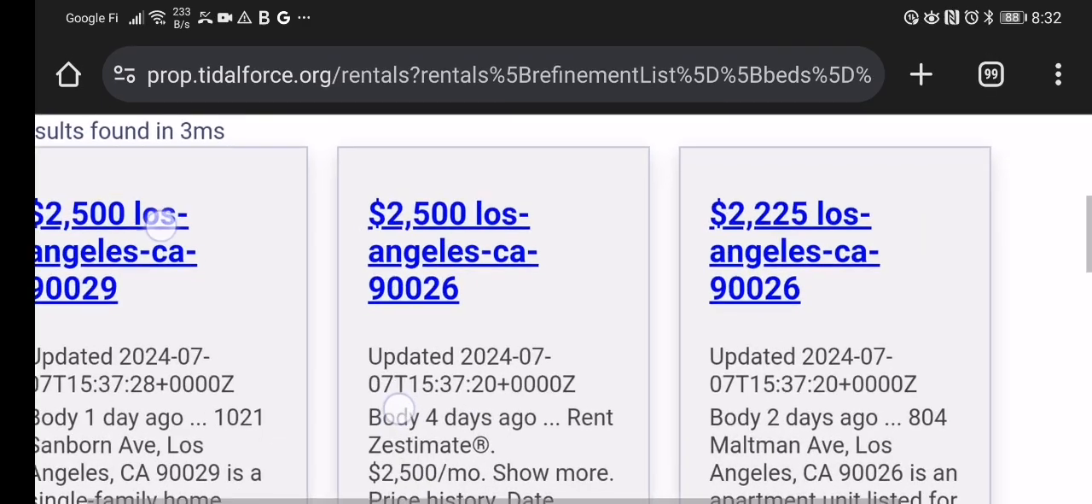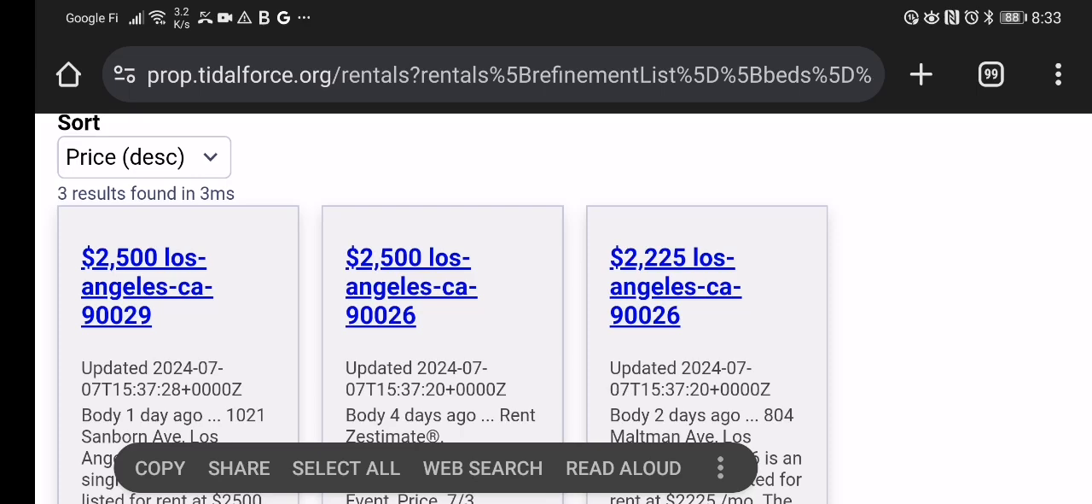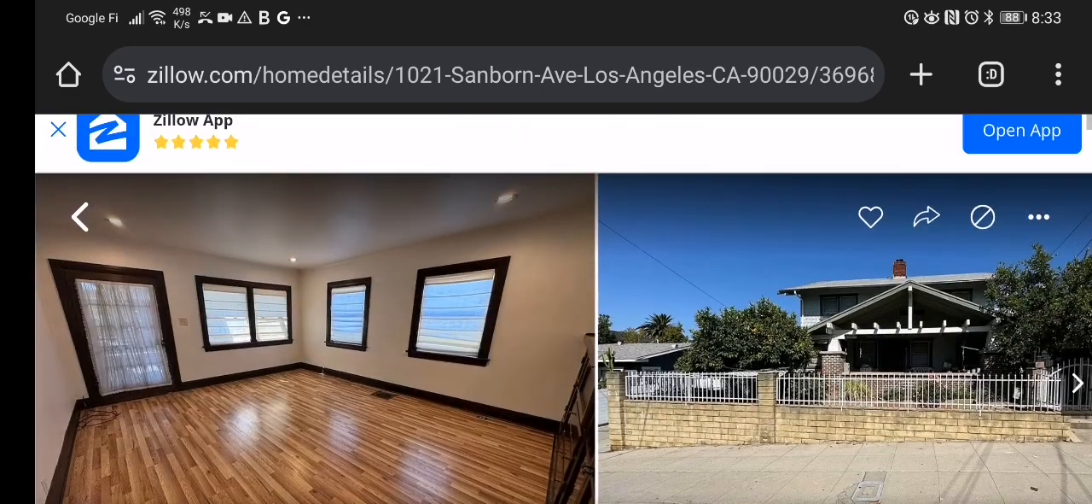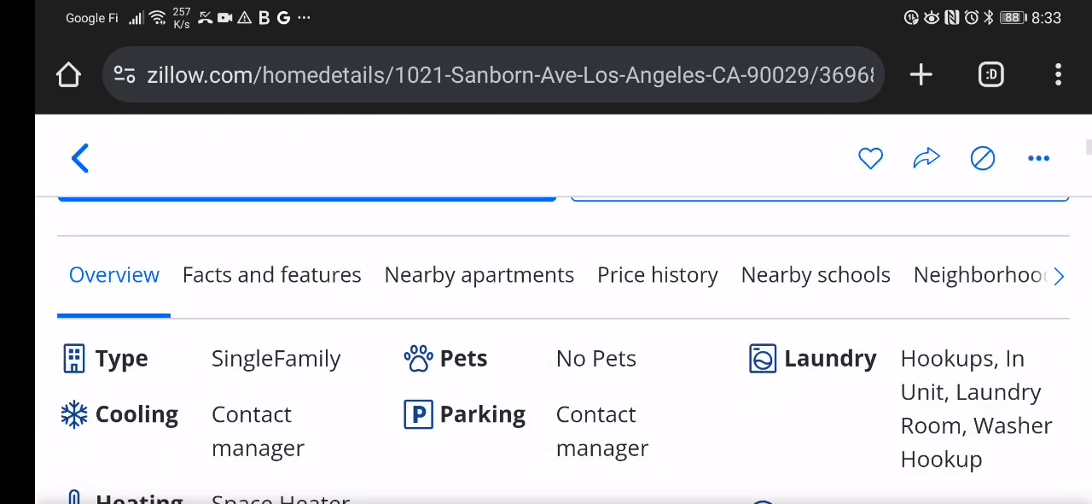And these are in different zip codes, but they're nearby each other, I guess. They must be on some boundary. And there it is. Peace out.